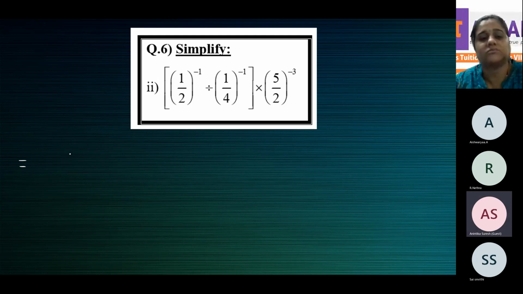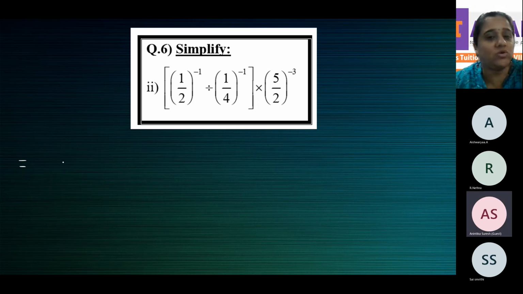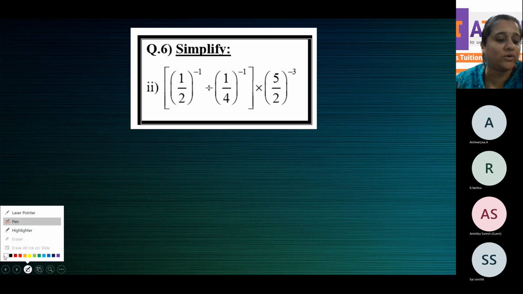Okay, so I took the equivalent of 1 upon 2 raised to the power minus 1, and same for 1 upon 4 raised to the power minus 1. Yeah, you can do it like that also. That's fine. We'll do it like that now. But I got a different answer. No. See, we'll do it together now.